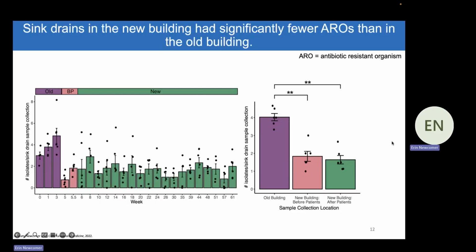Another difference we found was that there were significantly more isolates found in the sink drains in the old ICU before it shut down than were found in the new ICU sink drains across that first year of sampling. Something interesting I do want to point out is that we did find a number of isolates in the sink drains in this pink area, which is before patients and staff moved in. And we didn't find a significant difference before patients and staff moved in compared to the new ICU after patients and staff moved in.